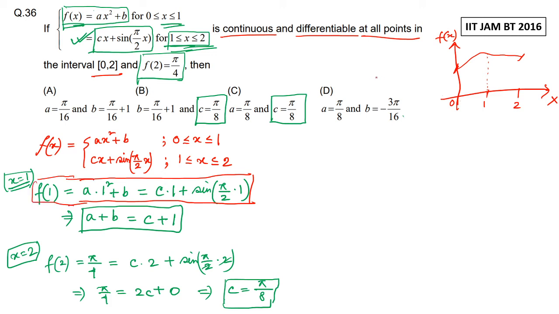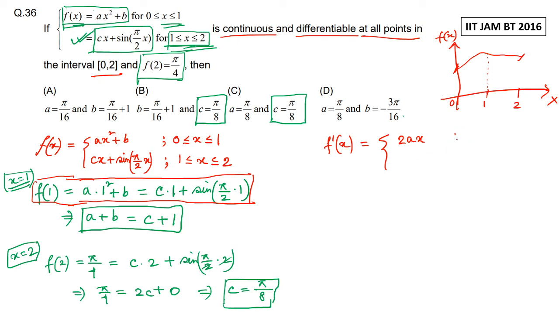Okay, now the question says that it is differentiable also at all the points in the interval 0 to 2. Okay, so we can differentiate f of x first. That is, we can calculate f prime x. Okay, so f prime x equal, first take the derivative of ax square plus b with respect to x. So it becomes 2ax, right? A is constant and differentiation of x square is 2x. So 2ax plus differentiation of b is 0, since b is constant.